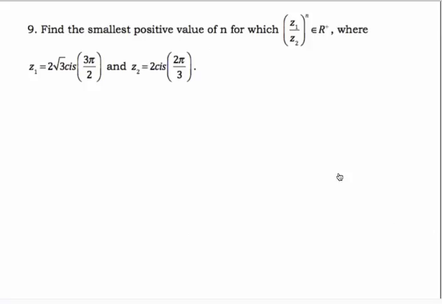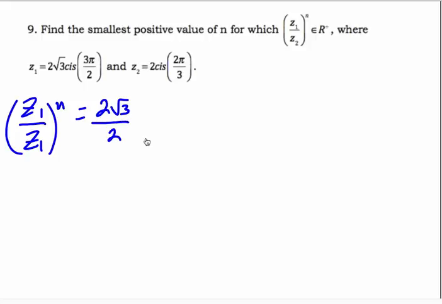Okay, one more question. Here we're going to divide two complex numbers raised to the power of n. So let's go ahead and do that. So z1 over z2 to the power of n equals, so we're going to be dividing these moduli, and here, when we divide cis, we subtract the arguments. 3 pi over 2 minus 2 pi over 3.